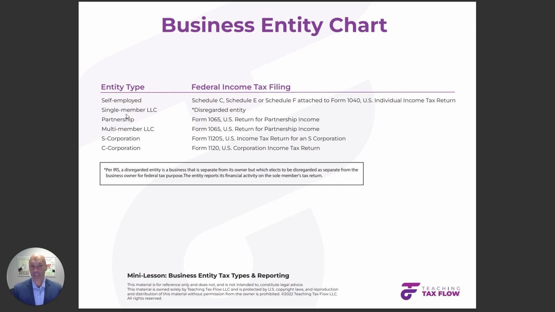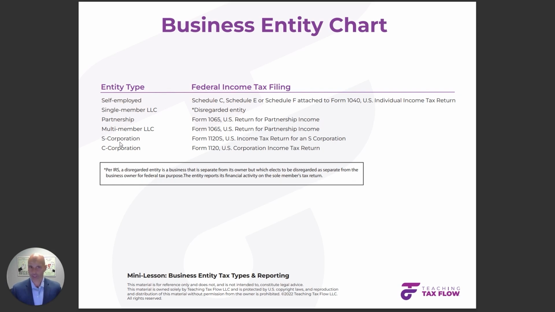The next entity type is a partnership. It's basically two or more people coming together to do business. And a partnership by default files a federal Form 1065. Now, if you have a multi-member LLC, you would also file a federal Form 1065 by default. And the reason I say by default is that a multi-member LLC, as well as a single-member LLC, could actually elect to be taxed as a corporation. I'm going to talk about that in a moment. But I just want to point out that a multi-member LLC and a partnership file the same federal tax return.